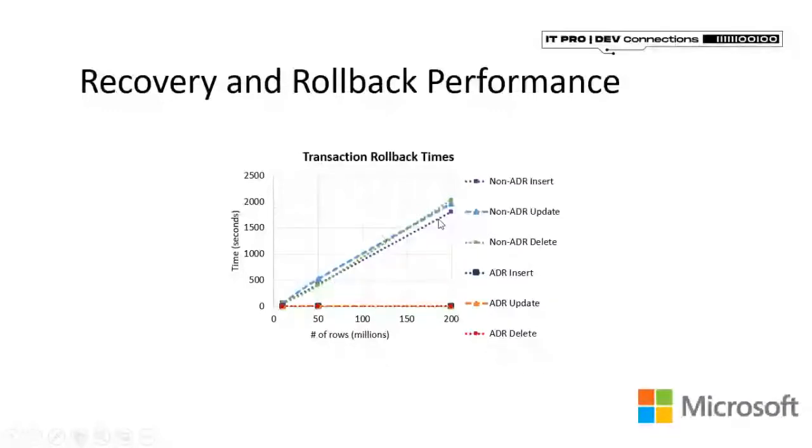Here, in the case of non-ADR, you'll see all the lines for insert, update, delete are proportional to the transaction size. The time it takes to roll back the transaction is proportional to the transaction size. Whereas in the case of ADR, these are all constant, right, and pretty much zero. So you just click the cancel button or roll back the transaction. That's pretty much instant. Like you can see here, the lines are all at zero.